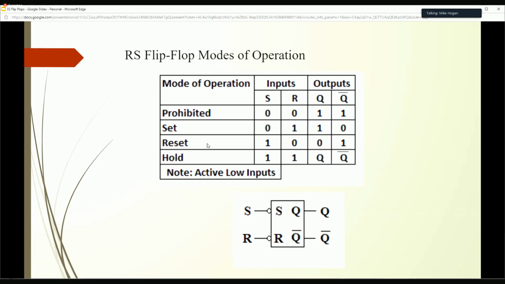If I look at reset, my input S is a 1. Well, it's active low, so that means that this is not a set. It's not active. R is a 0. Well, R is active low, so it is active. Active reset. I'm resetting Q to 0, so I should get a 0 on Q and a 1 on Q not.